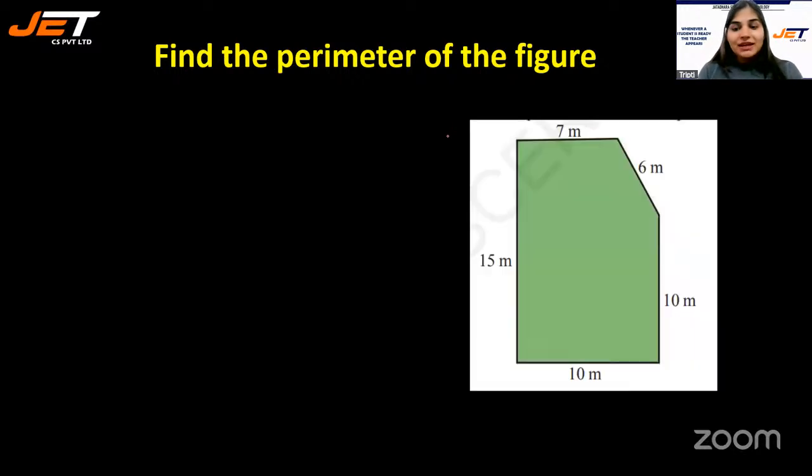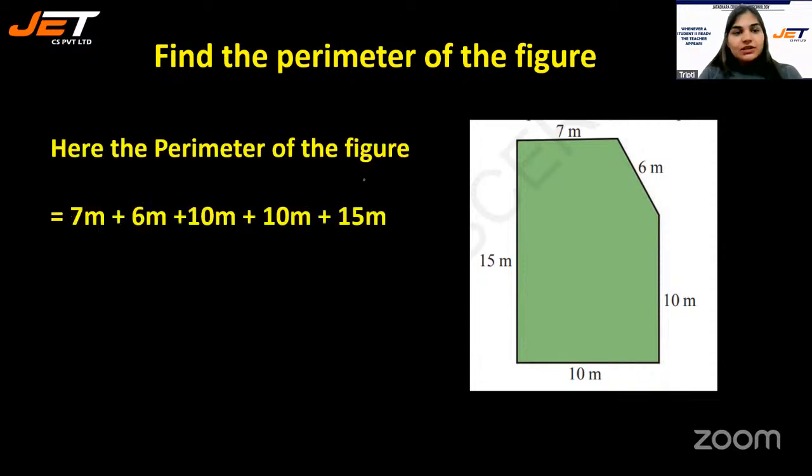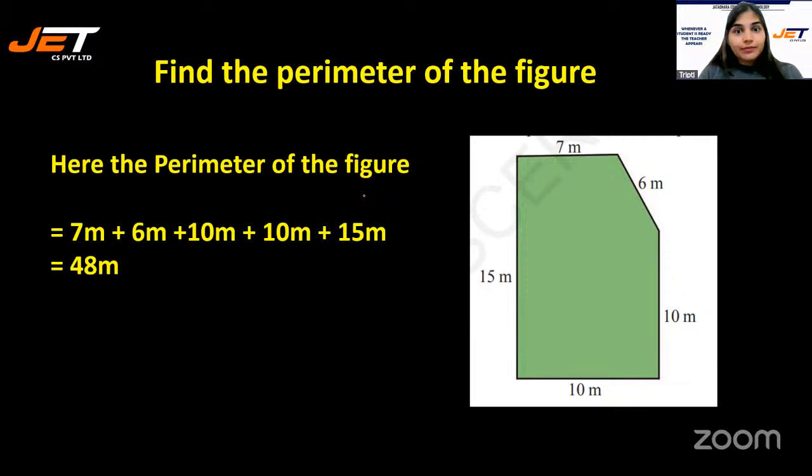Now, what is the perimeter of this figure? Perimeter again is the sum of all sides. So you just have to add all of the sides: 7 meters plus 6 meters plus 10 meters plus 10 meters plus 15 meters, which is 48 meters. I hope you got the same answer. I am waiting for your responses in the chat box, dear children. Make sure you are answering there.